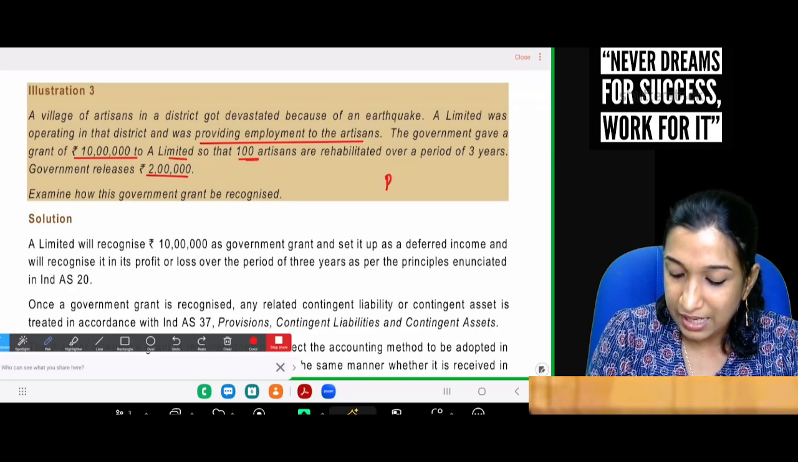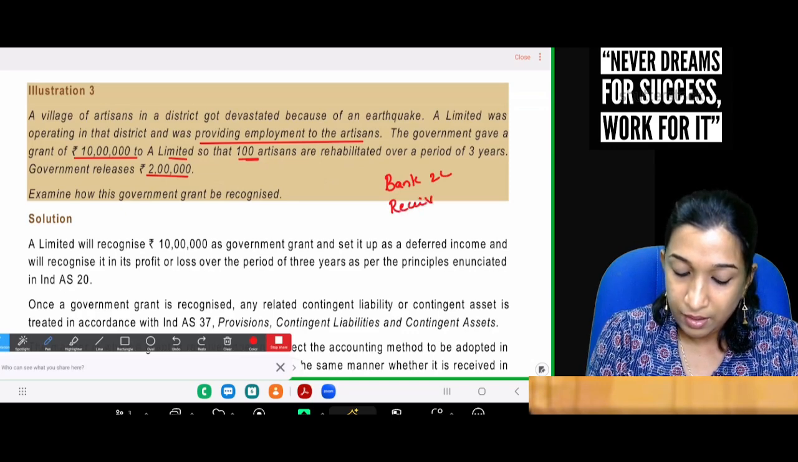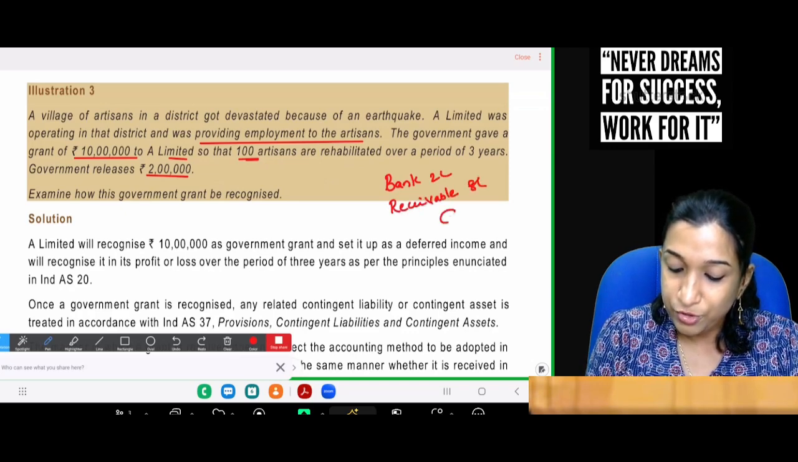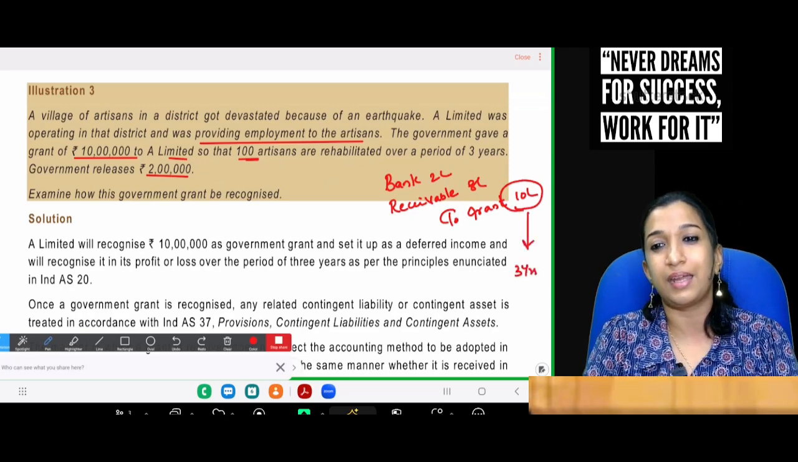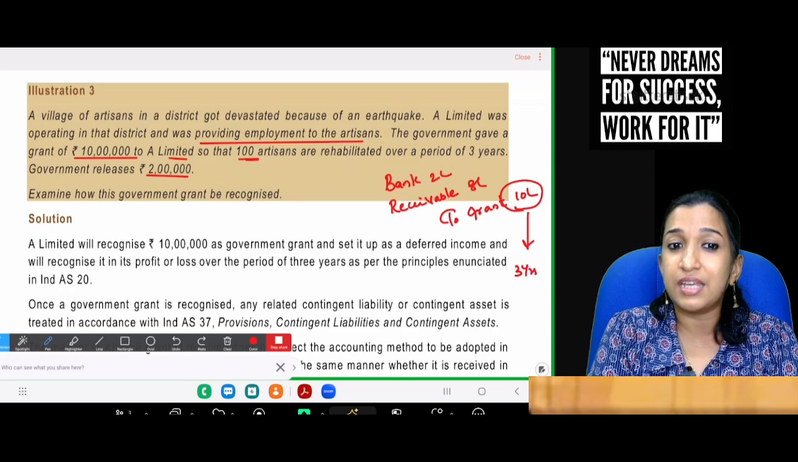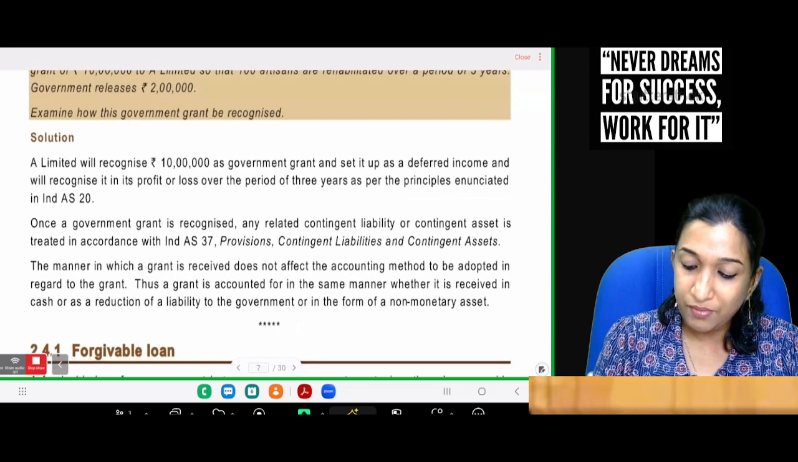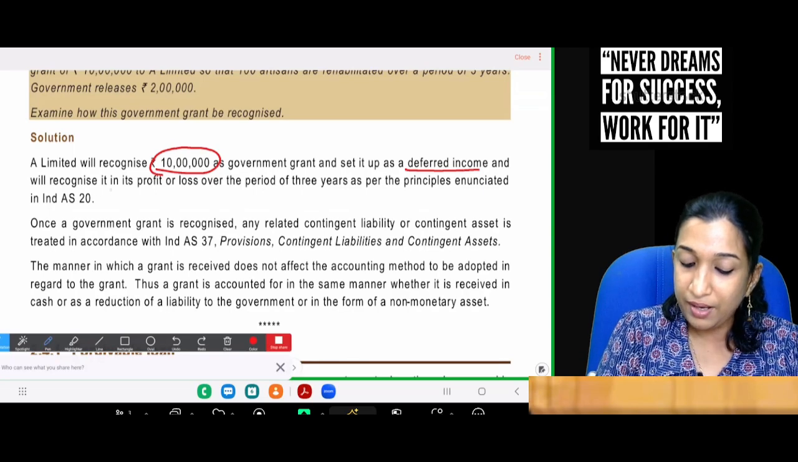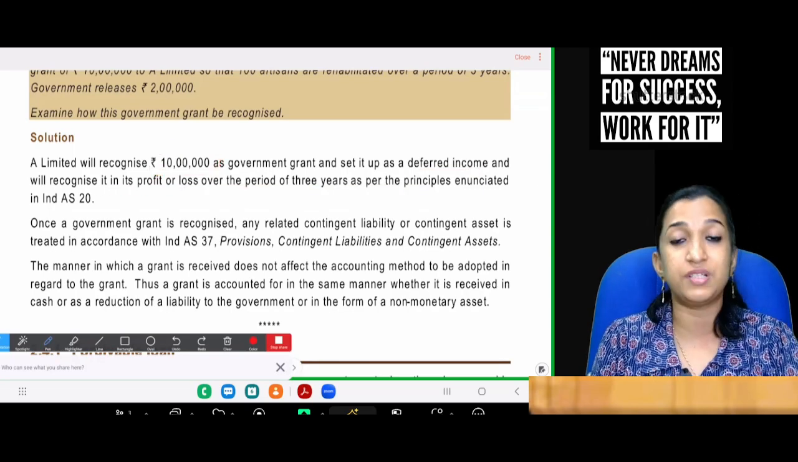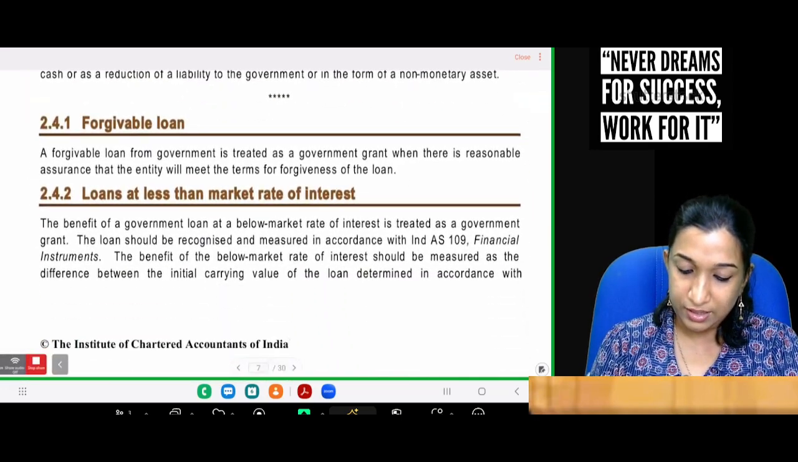Government releases 2 lakhs, which means I received only 2 lakhs now, but I can record a receivable of 8 lakhs for the grant of 10 lakhs, and it should be amortized to statement of P&L over 3 years, grant to P&L each year in the ratio of cost of satisfying conditions. So A Limited will recognize a grant of 10 lakhs, set it up as deferred income, and recognize it in P&L over the period as per the principles of IND AS 20. Okay, fine, understood.